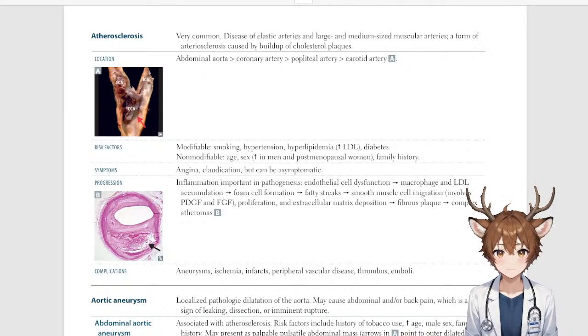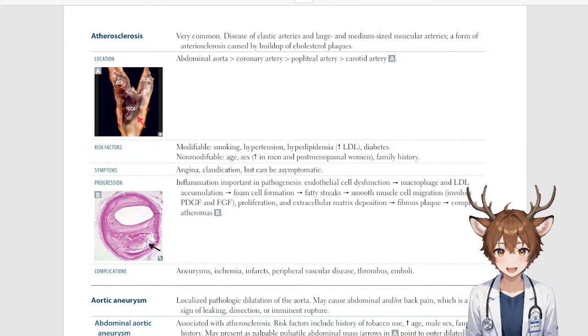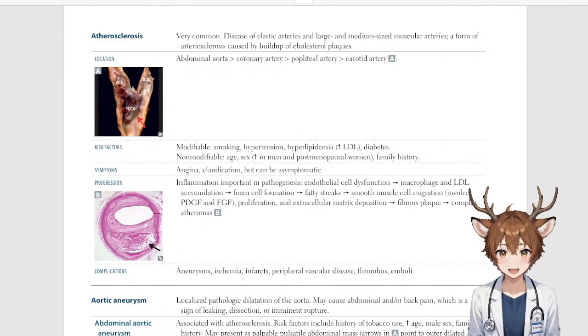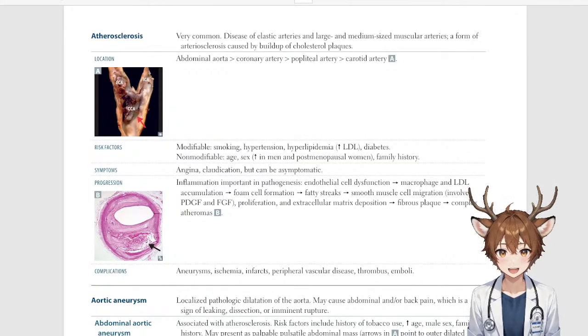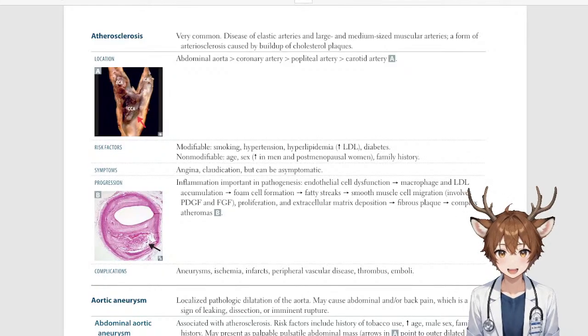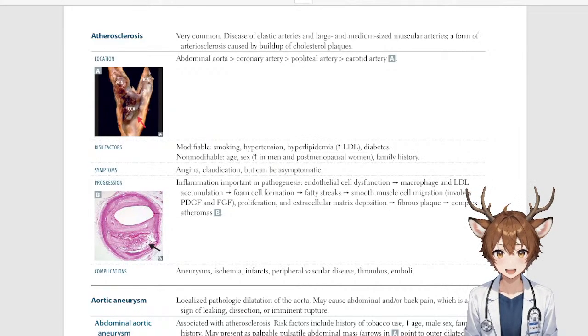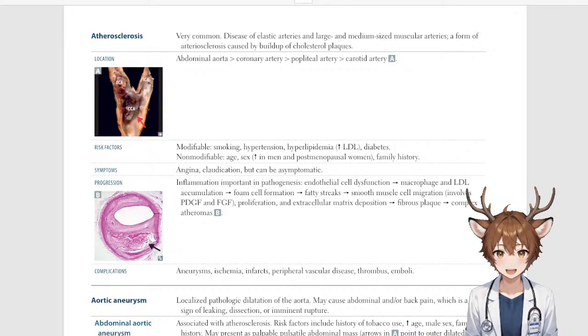Progression. Inflammation is important in pathogenesis, endothelial cell dysfunction, macrophage and LDL accumulation leading to foam cell formation, which leads to fatty streaks, leading to smooth muscle cell migration, which involves PDGF and FGF, proliferation, and extracellular matrix deposition, which leads to fibrous plaque, which leads to a complex atheroma, which is shown in picture A in my book, but I'm not sure if you have that in yours. Yeah, it's picture B for you.